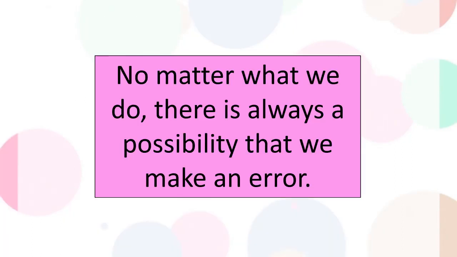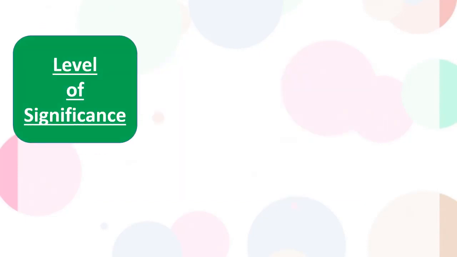So no matter what we do, there's always a possibility that we make an error. We can't ever reduce that possibility to 0. We have to live with that. But we can reduce the possibility that we make an error. And that's one of the things we'll be talking about next. We need a definition first. It's the definition of the level of significance.